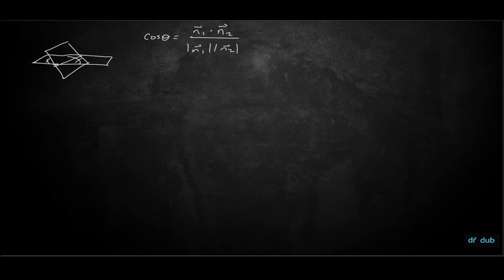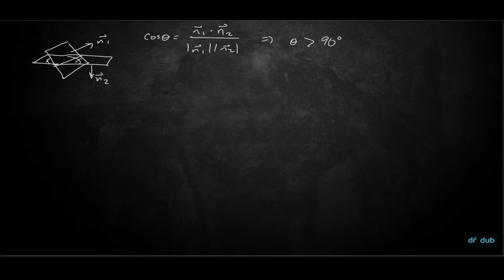And if that's negative, your theta is going to be larger than 90. So then to get the acute angle, you have to do 180 minus that, or pi minus that, either way. Because you might have your normal vector like this, n1, and this one might be n2, and then in this case, theta would be greater than 90 if those are your normal vectors.